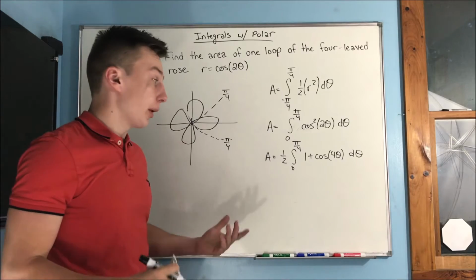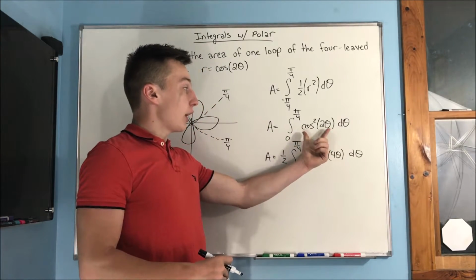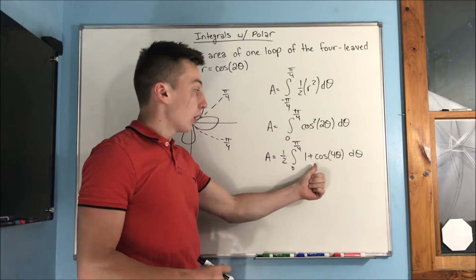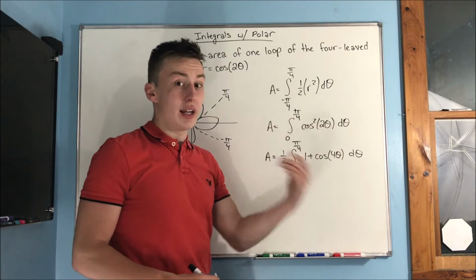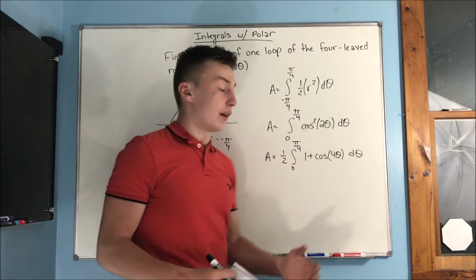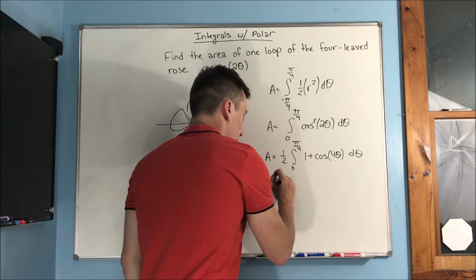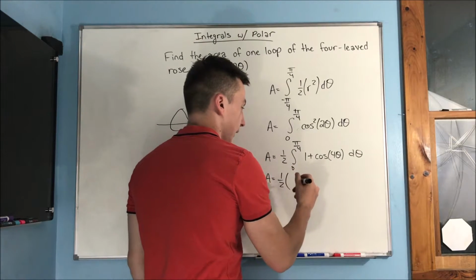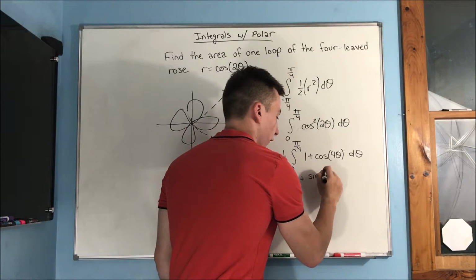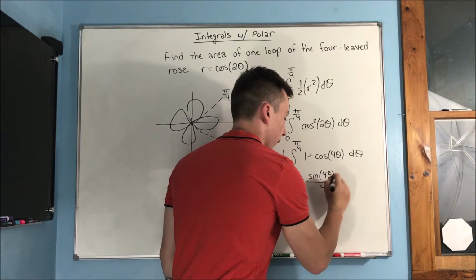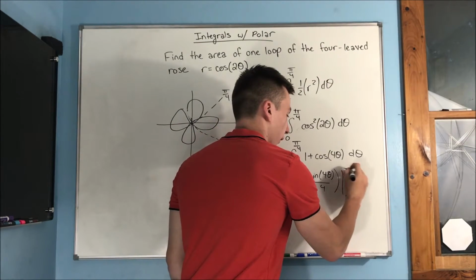Hopefully that looks familiar to you. Hopefully I didn't go too fast. Really, just breaking that up. If this was just cosine squared theta, it would have been 1 plus cosine of 2 theta over 2. But since we had a 2 theta already in there, we had to make that now a 4 theta. Now, just integrating here, we're going to get area equals 1/2 times theta plus sine of 4 theta divided by 4. And we're going to evaluate this from 0 to pi over 4.